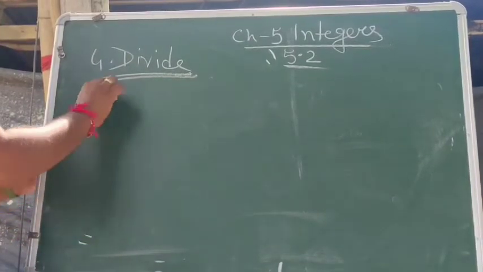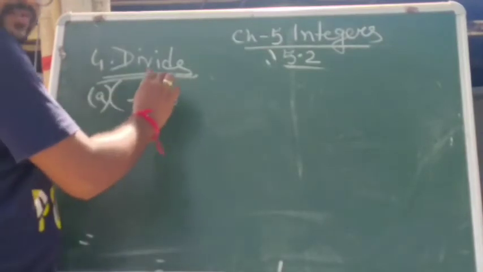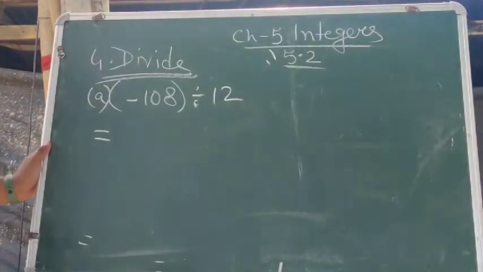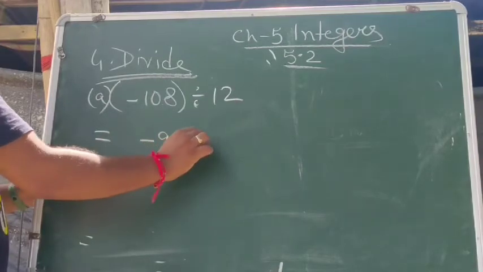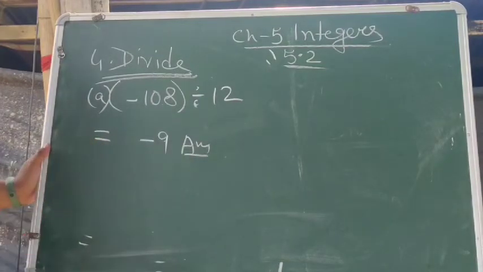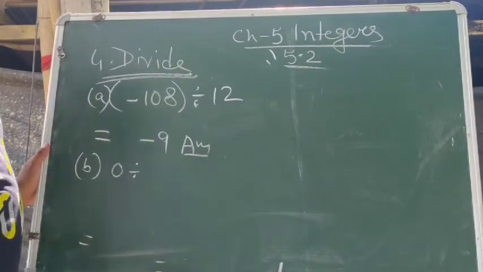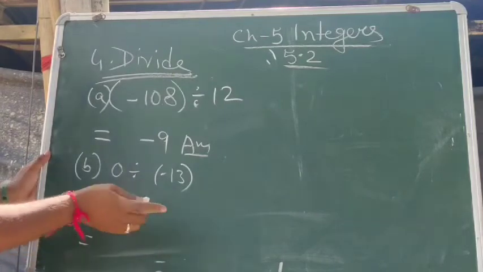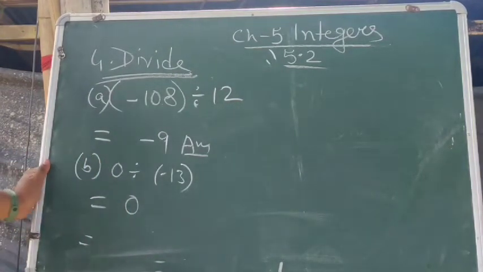Number 4a. So what is the division given? Minus 108 divided by 12. When you divide minus 108 by 12, we know 12 9s are 108. Since one minus sign is there, give the minus sign. The answer will be minus 9 only. Clear? Similarly, number B, 0 divided by minus 13. When you divide 0 by any other number, the answer will be 0. So nothing tough here.